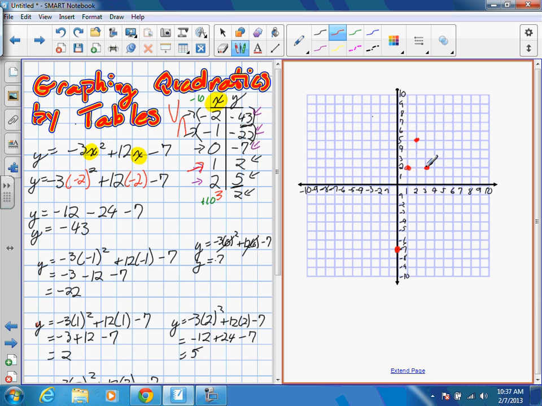So I'm going to do my best to connect these. Where do you think 4 goes down to? Negative 7. These ones are symmetrical. And then it just goes off the chart. So there is our quadratic graph, and we used the table to solve this one.